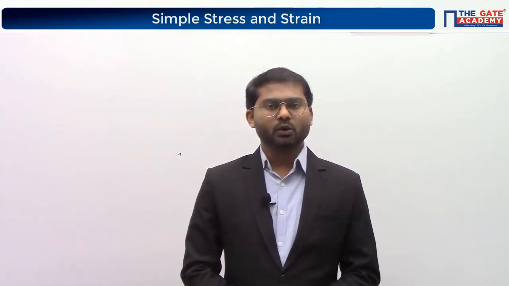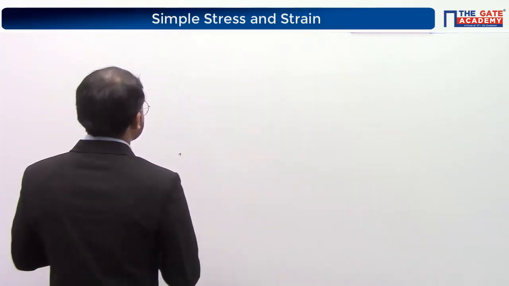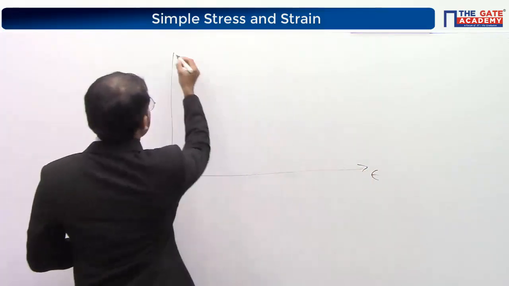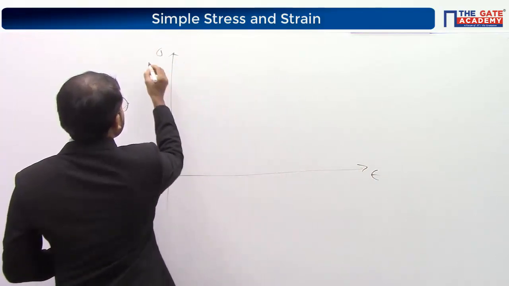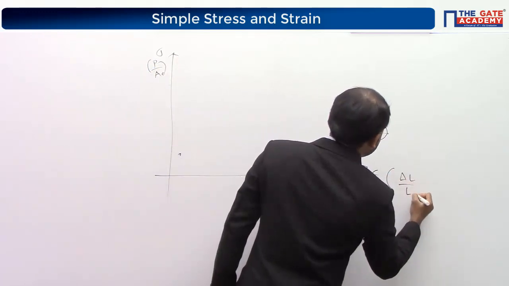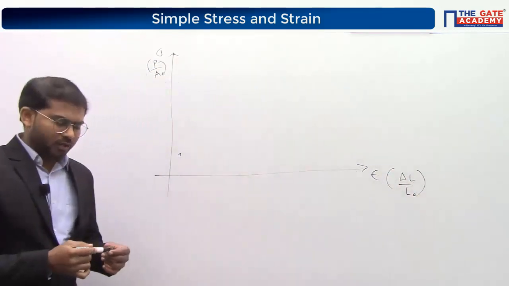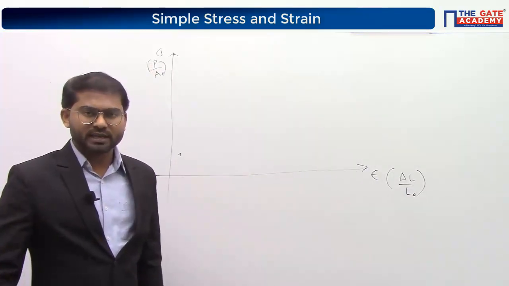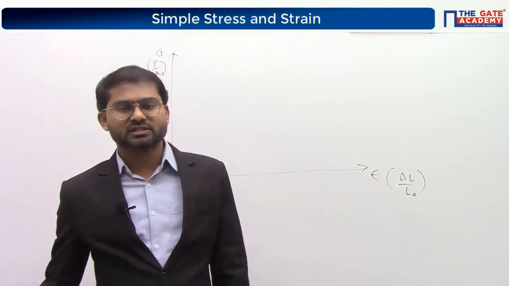Load divided by original area gives you the conventional stress, and change in length divided by original length gives you the value of strain. So we are actually plotting conventional stress and conventional strain here. Listen properly, everyone: strain, stress. Both are conventional values. So please remember, this is P by A naught and this is delta L by L naught. We take the readings of load and elongation and divide by area and original length respectively to get the conventional stress and conventional strain.